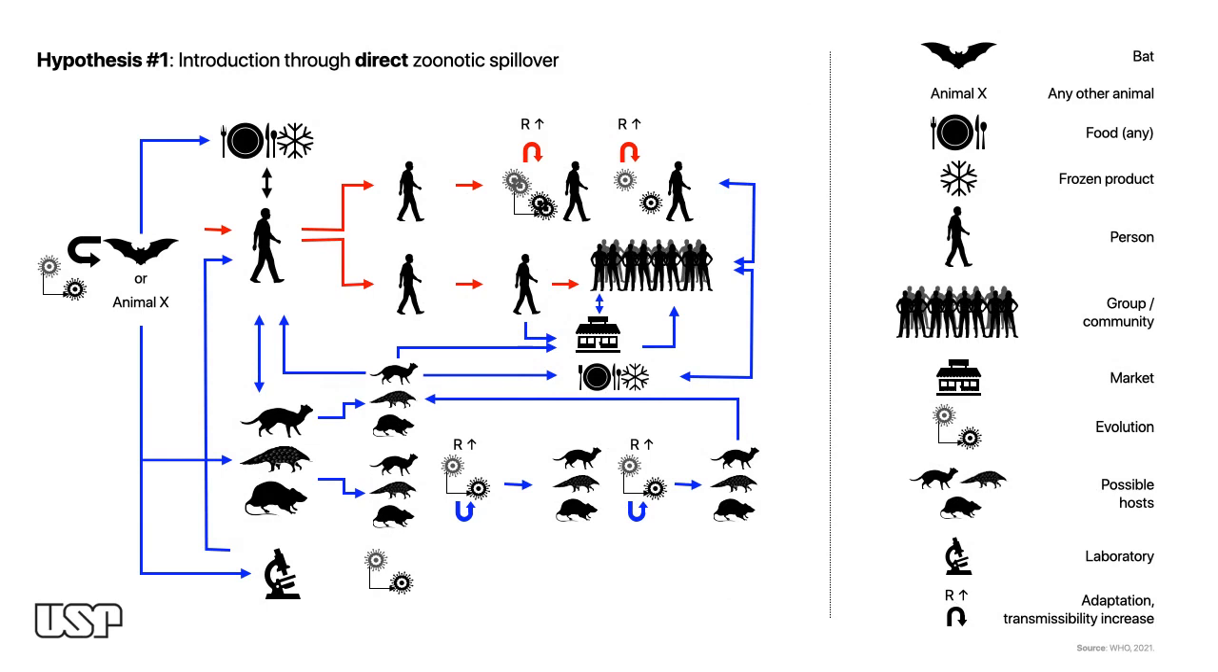According to a report of a WHO mission to China released last month, 4 hypotheses of the origin of the new coronavirus have been investigated. The first one was related to the introduction of the virus through direct zoonotic spillover, represented by the red arrows. According to this hypothesis, bats or other animals infected humans directly, and afterwards human-to-human transmission would have occurred. This hypothesis was considered likely.